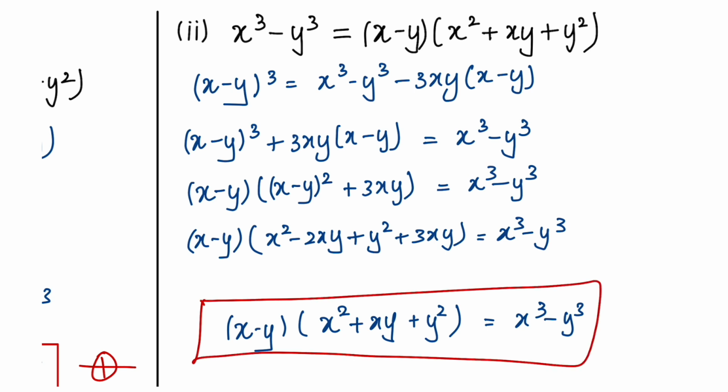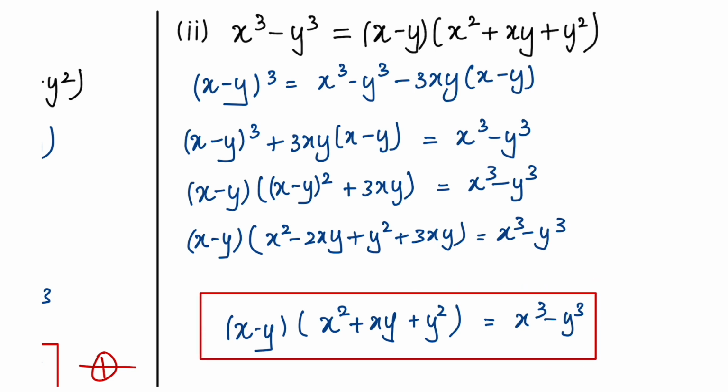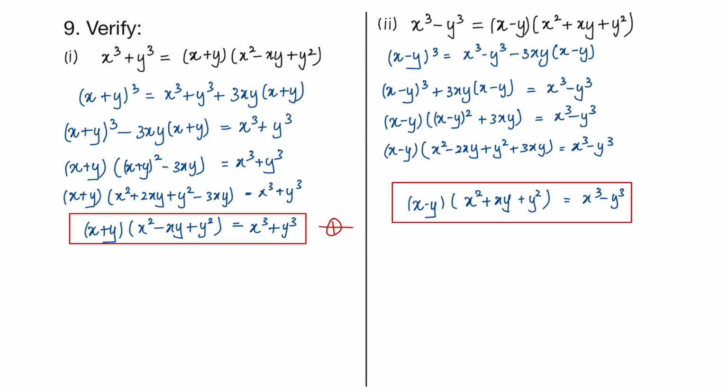You have verified that x minus y into x squared plus xy plus y squared is equal to x cube minus y cube. Now this is another identity as well. Okay, these are two identities that you have to keep in your mind. So x cube plus y cube equal to x plus y into x squared minus xy plus y squared, and x cube minus y cube is equal to x minus y into x squared plus xy plus y squared. Okay, so that is with this question.